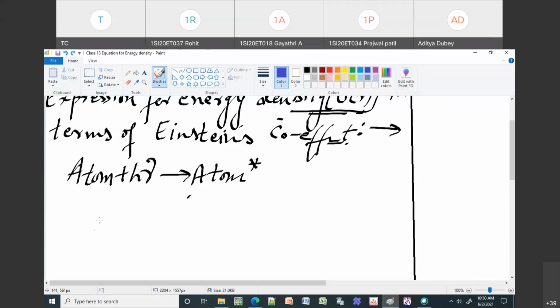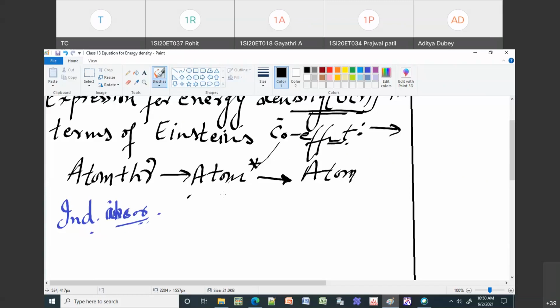You take an atom which is in ground state and you make it undergo induced absorption, and then what happens? This atom will go to the excited state. But if you take any atom, it always likes to come back to ground state, because that is the stable state. It will not like to be in excited state. It will always like to come back to ground state.